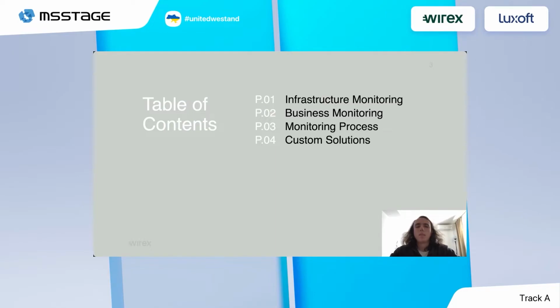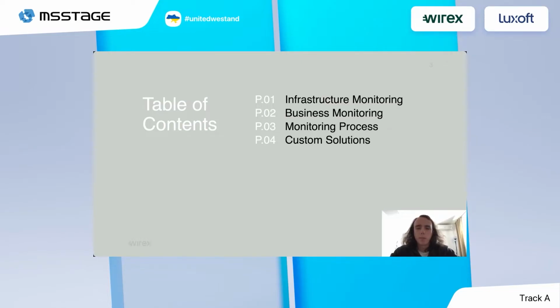Next one is business monitoring. Besides performance monitoring, we will also talk about how business metrics monitoring is organized. By business metrics, I mean the workability of verification, crypto transactions, card payments, and every single action that a user can make inside the application.